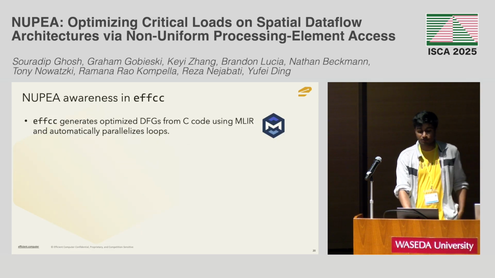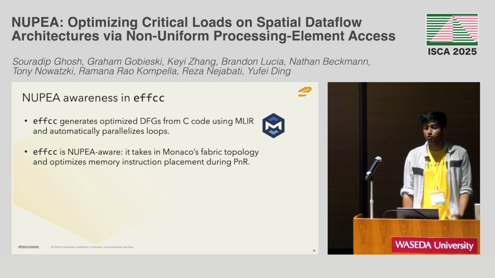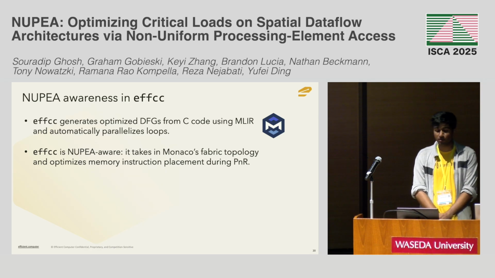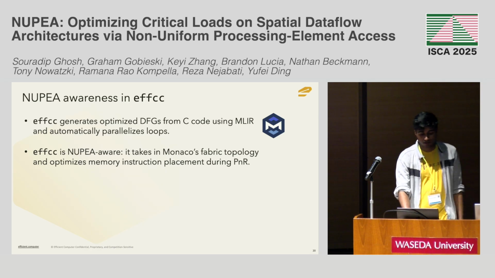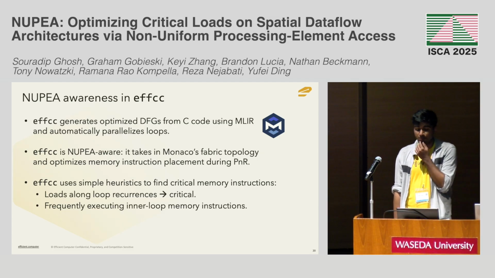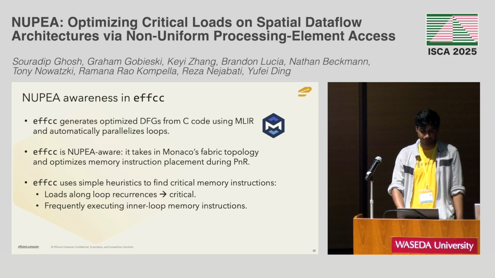FCC generates optimized DFGs from C code using MLIR, and it automatically parallelizes loops. FCC is also NUPEA aware in our system. So it takes Monaco's fabric topology as input when it does mapping in PNR. And FCC identifies critical memory instructions that it places in fast domains during PNR. And so we found that using pretty simple heuristics got us a long way. So we look at 2 categories of instructions: loads along loop recurrences, which are the most critical, and frequently executing inner loop instructions, which are also prioritized.